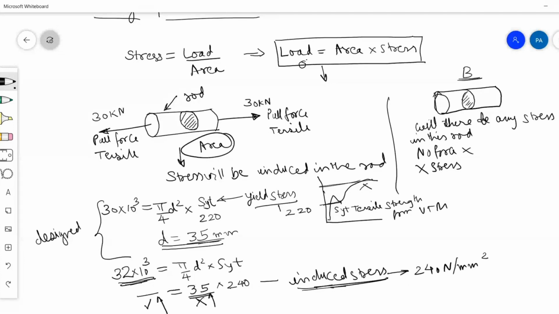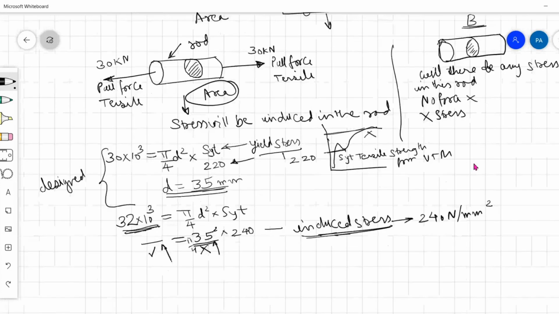Here you can see the applied load is how much? The applied load is 32 kilonewton, that is 32 into 10 raised to 3. This diameter is 35, so this is pi by 4 into 35 square. That is the area. This remains the same. So what happens here? This stress increases and becomes 240. So this is induced stress. And what is the yield stress for this material? Yield stress is 220.